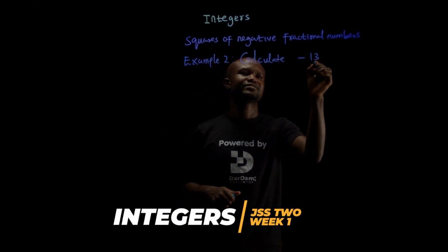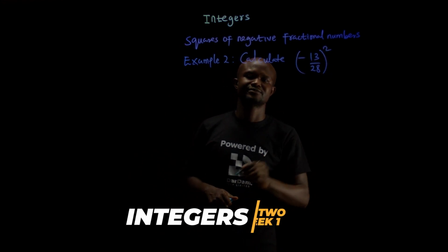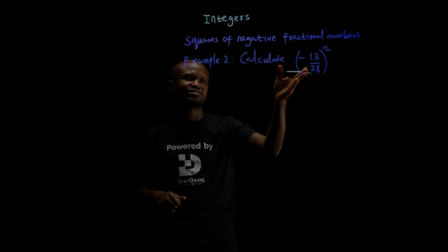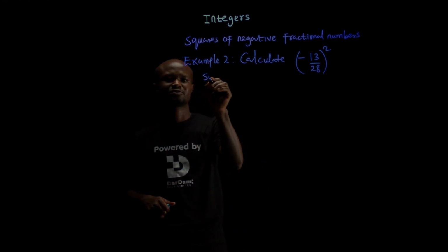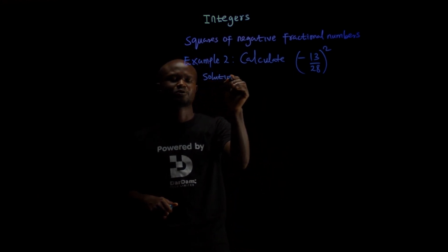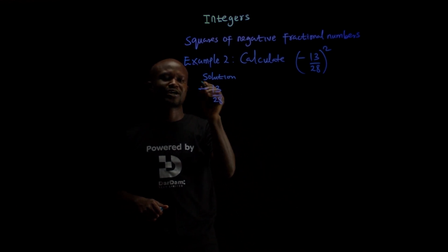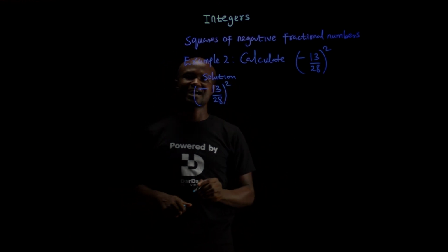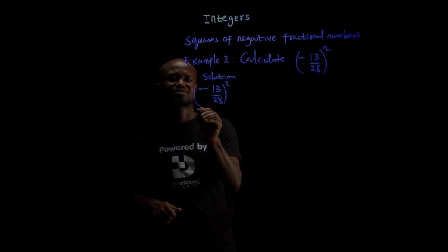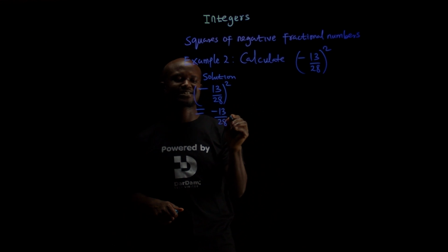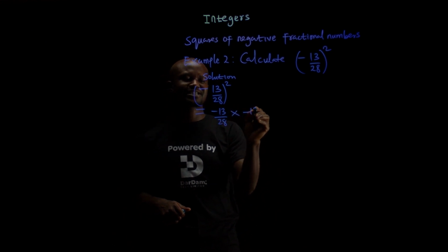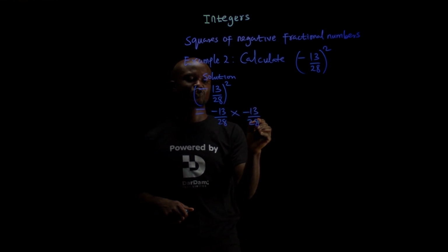Minus 13 over 28 squared. We want to find the square of this number. Solution. Minus 13 divided by 28 squared. We can express this as minus 13 divided by 28 times minus 13 divided by 28.